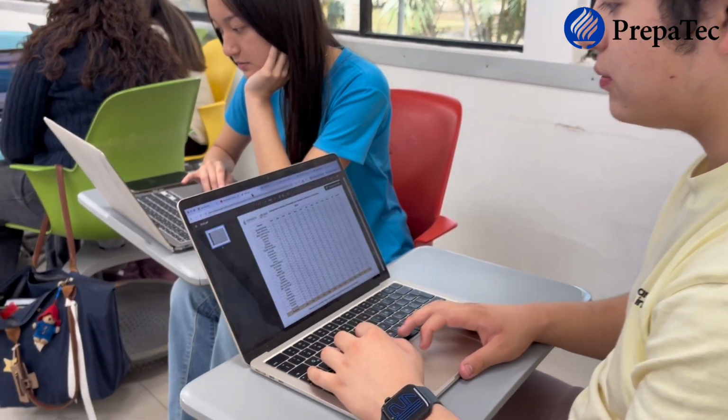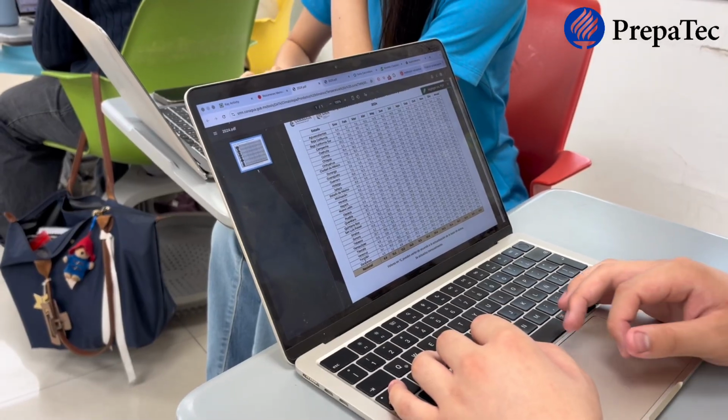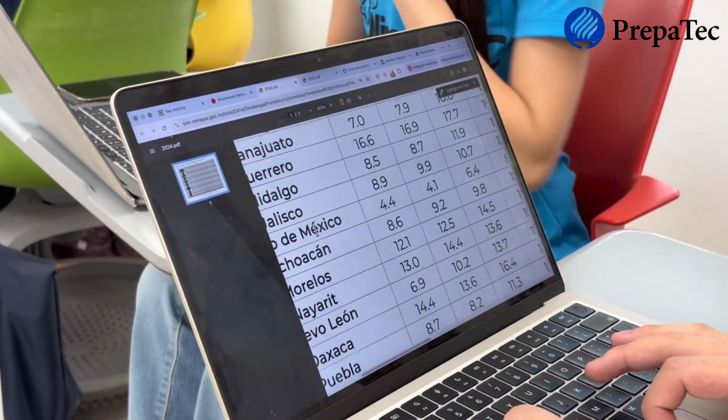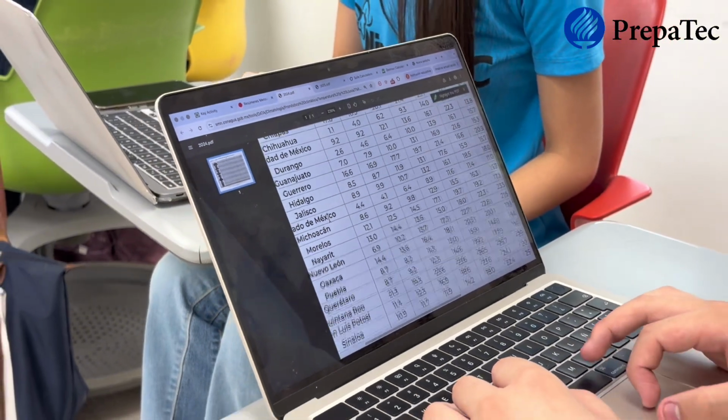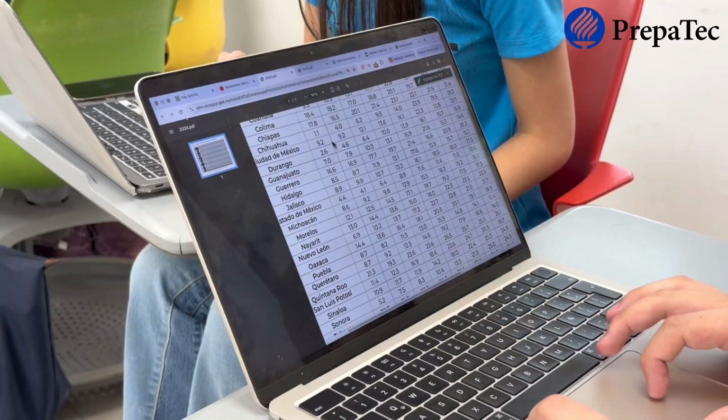So, with all this data, we had to do our first step, which was to analyze the temperature of Michoacan from the last 2 years. In this video, we can see my team member Checo checking the data of Michoacan and proceeding to add it to our Excel. Keeping this information handy is really important to help us with the last parts of this activity.